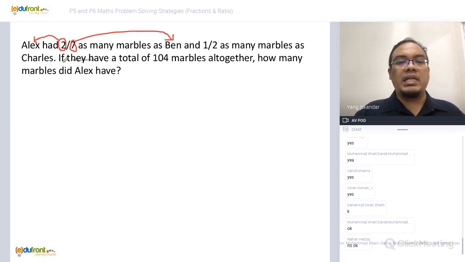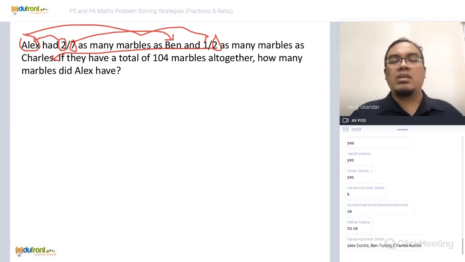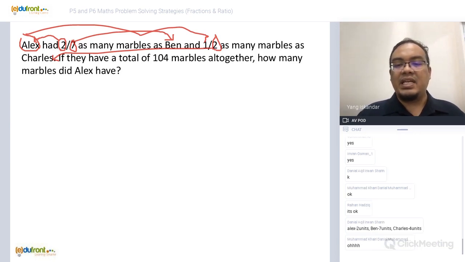Now, in the second ratio, they tell you that Alex also has half as many marbles as Charles. So, Alex here has 1 unit, but Charles has 2 units. Okay? So, you can see there are 2 different ratios, and Alex in this question is repeated. Right? Alex is repeated in this question. Okay, now let's use a model. So we're going to show you step by step, all right, how to solve this question.